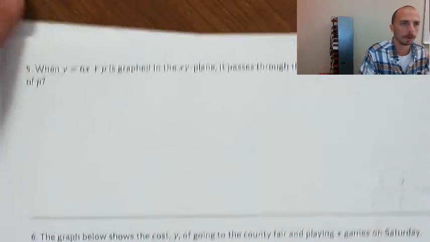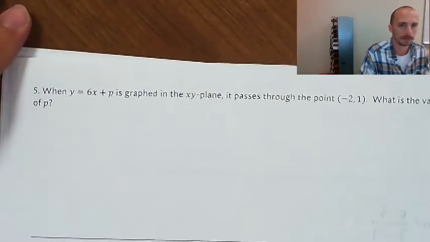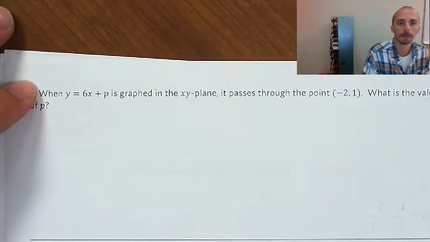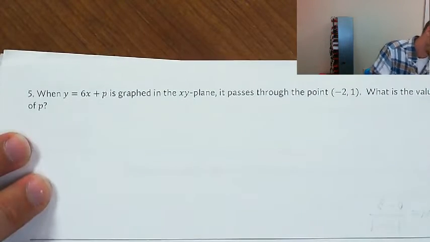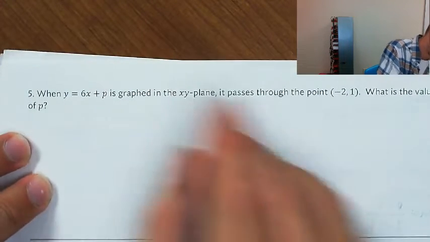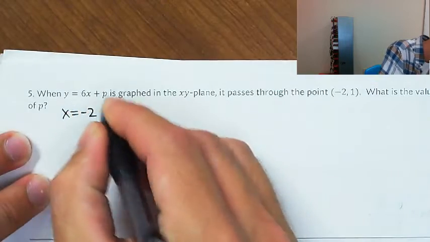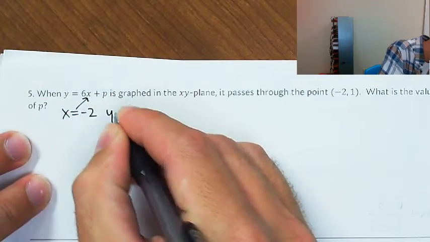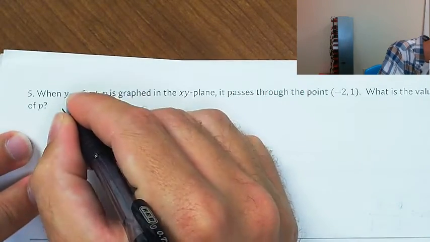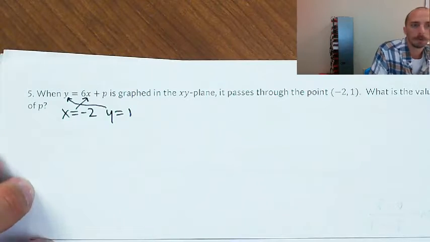Okay, yeah, and that's all for pencil. We're going to flip over the back here. We're going to say, all right, when we graph this in the xy plane, it passes through (-2, 1). What's the value of p? Well, we're going to plug in x equals -2 and y equals 1 there, and it'll be great.